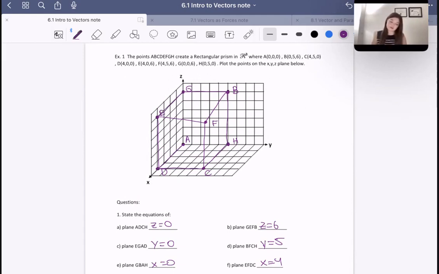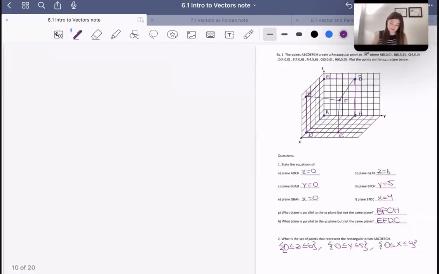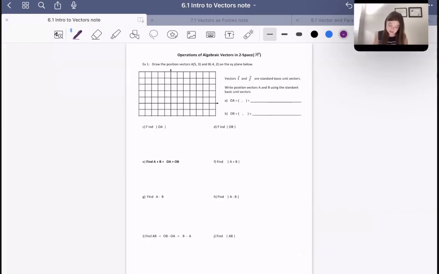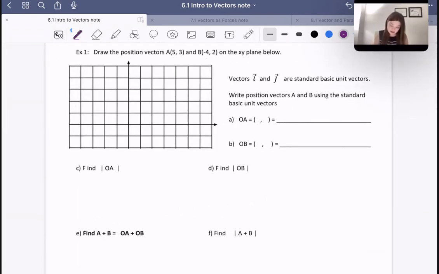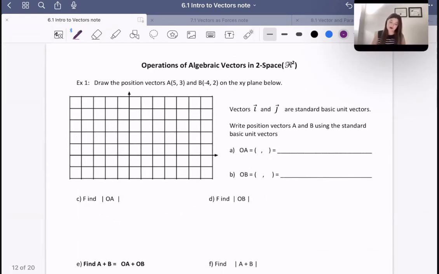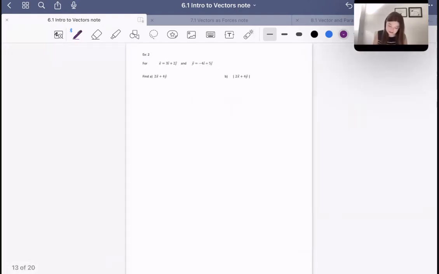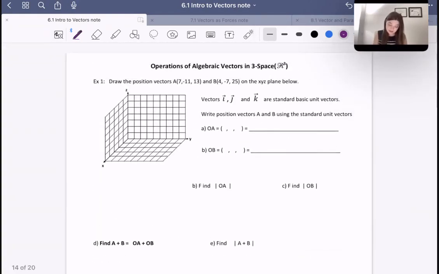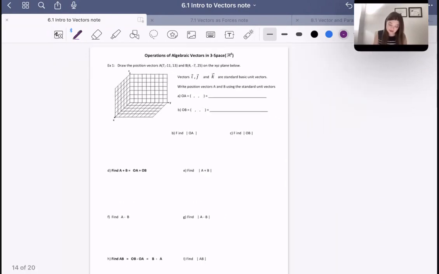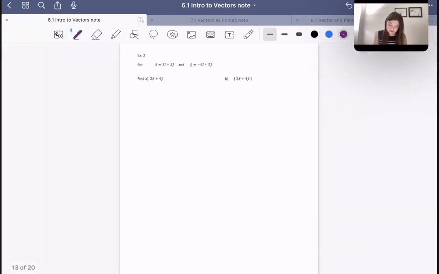All right, well, that is it for vectors in 3 space and 2 space. Next time, we'll be talking about a bit more detail of this. We'll talk about operations of the algebraic vectors in 2 space. And then we'll also be talking about operations of algebraic vectors in three space.